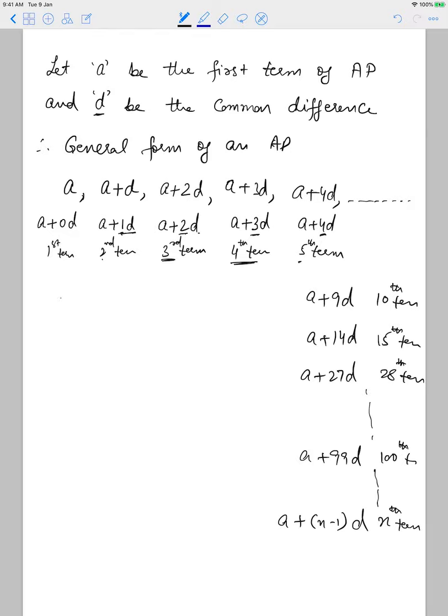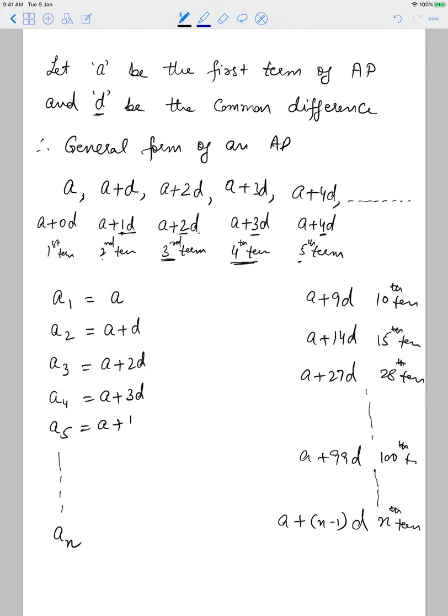So I will represent the first term by A1, second term by A2, third term A3, fourth term A4, and so on. The nth term will be An. Now my first term in this case is A, second term is A plus D, third term is A plus 2D, fourth term is A plus 3D, fifth term is A plus 4D, and suppose I want to write some more terms, say the 50th term A50, that will be A plus 49D, and ultimately the nth term, I will write A plus (n minus 1) into D.